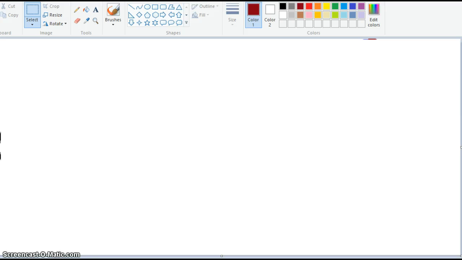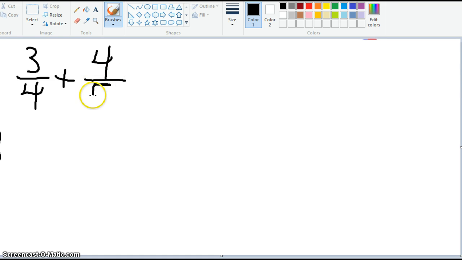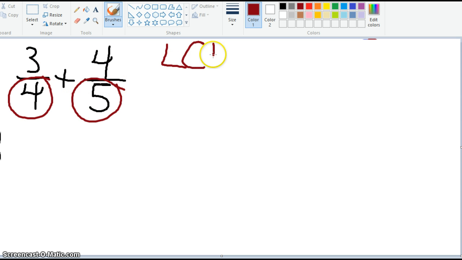Okay, so let's try another example. Let's say for our next example I had 3/4 plus 4/5. And again, the problem here is that my denominators are not the same, so I'm going to need to find the lowest common denominator, or the LCD.